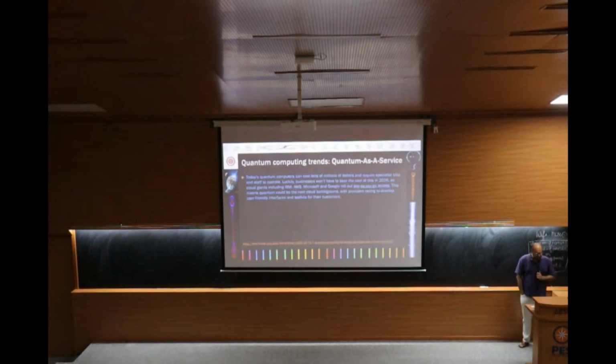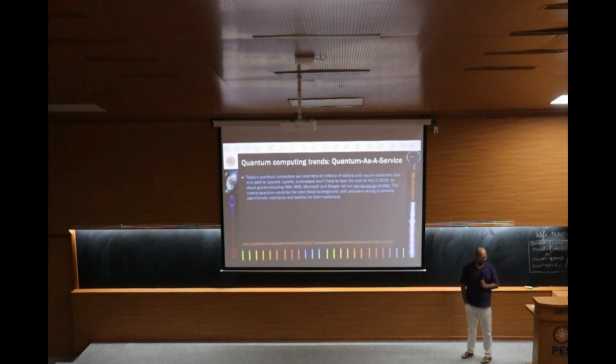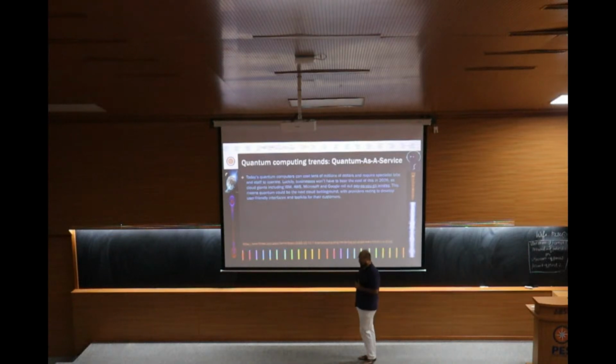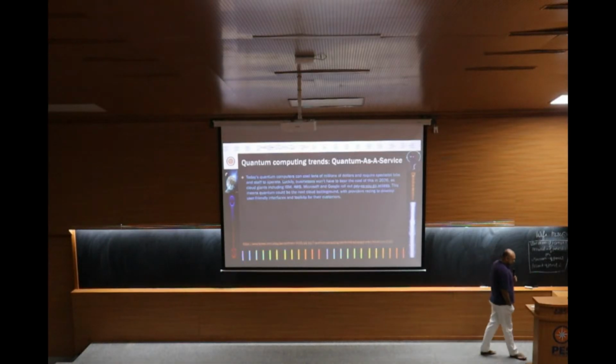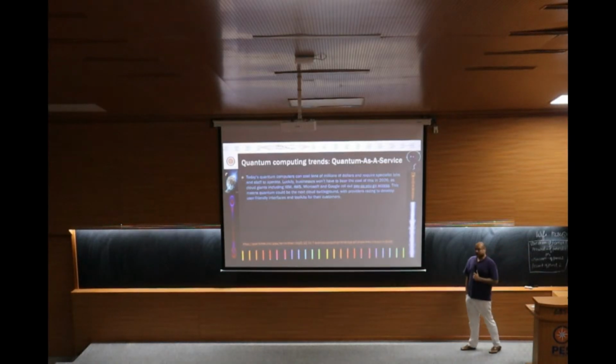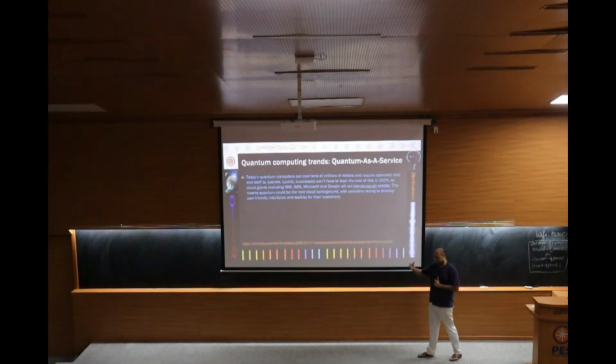So quantum as a service: now IBM is sort of regular to me, which is good news to you. And IBM, I think one speaker came who also spoke of quantum computing. So all the major players are trying to get a hand on quantum computers.